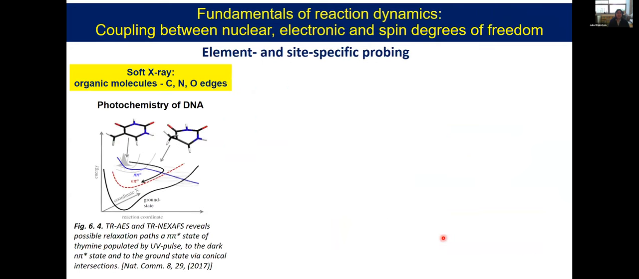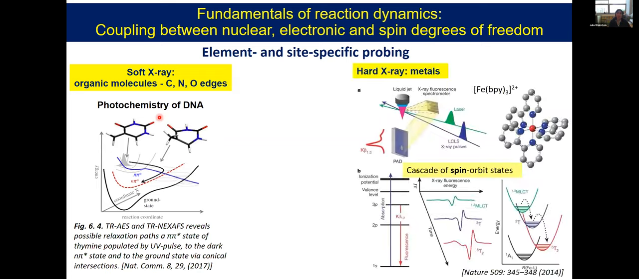Another example is more on the small molecules, although DNA is hardly a small molecule, but photochemistry of DNA bases, where with soft X-rays, you can look at carbon, nitrogen, or oxygen edges, and you can look at the photochemistry of DNA. And of course, if there is an organic catalyst and homogeneous catalysis, that in principle is the same question. What is the structure of the catalyst in the course of the catalytic reaction? How is it changing? What's happening? You can combine this. It's all about combination of different methods and very fast time resolution. You can combine soft X-rays and hard X-rays. In principle, another prototype here is iron tris-bipyridyl.